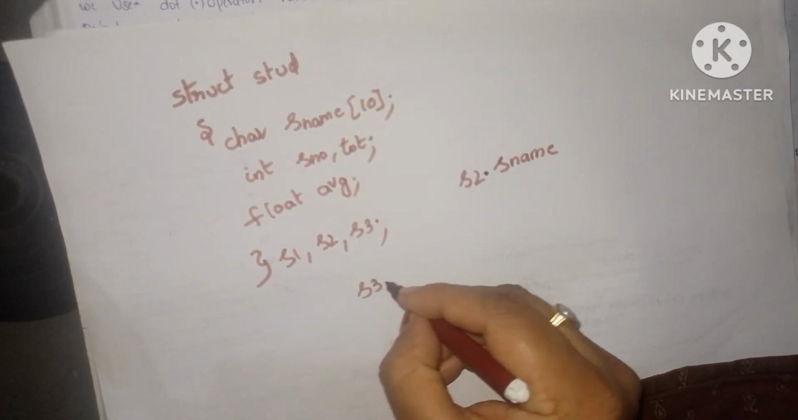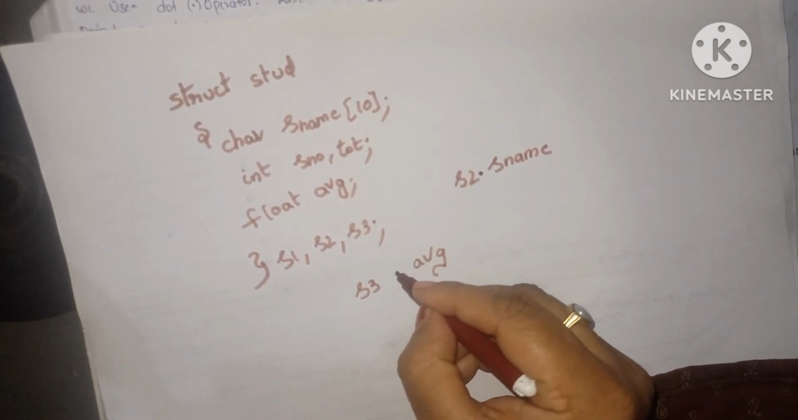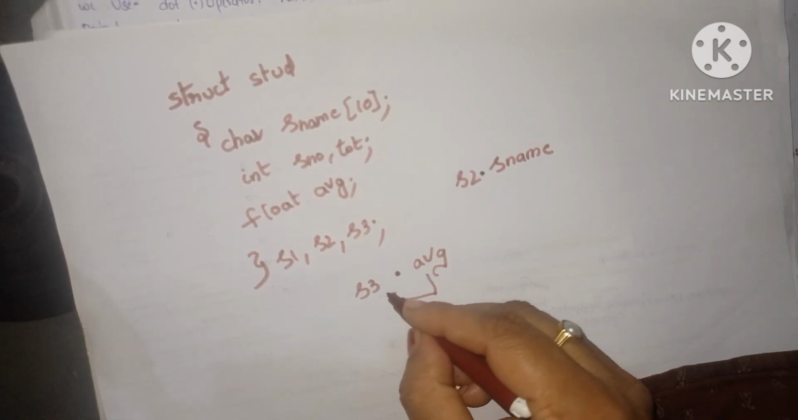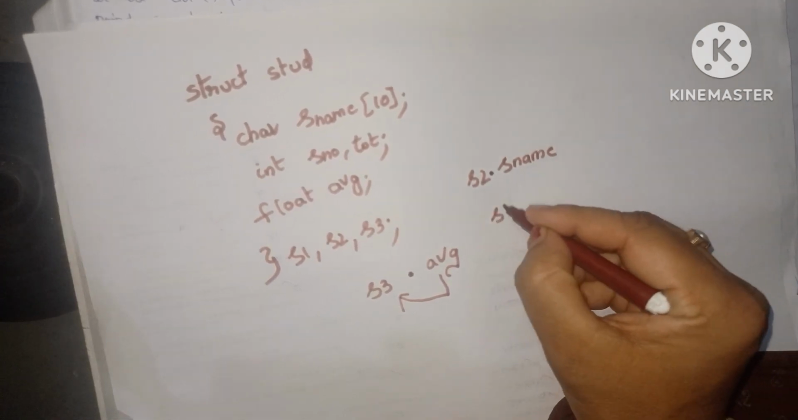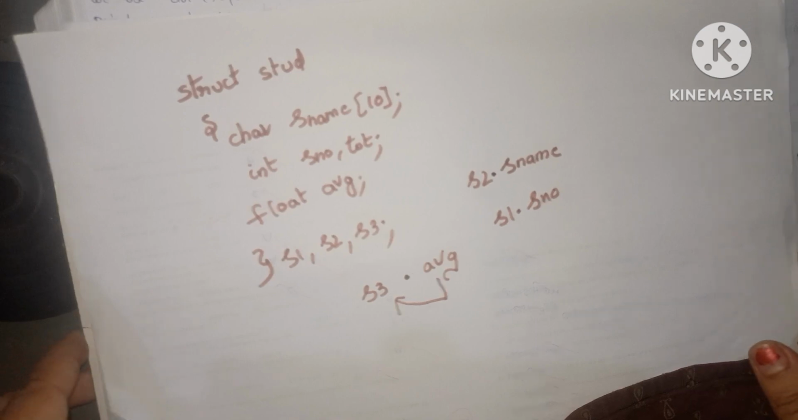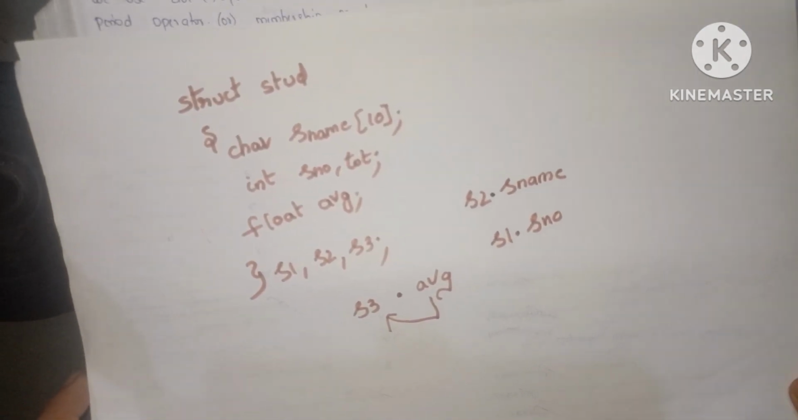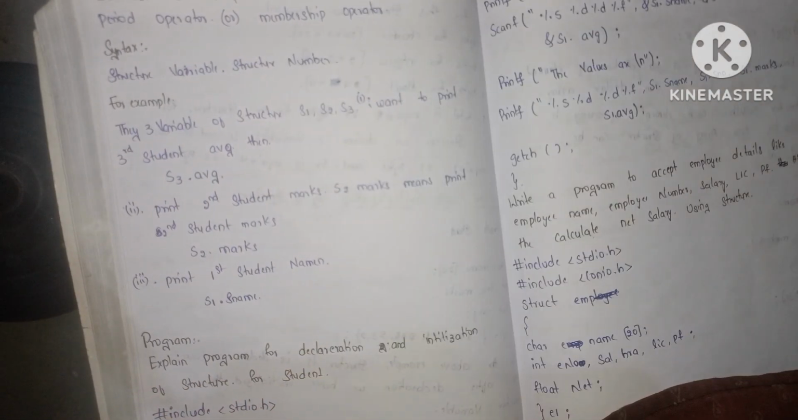Now again I want to call the third student's average marks. So which student? S3. Which variable do I want? Average. So how can I access it? S3 dot average means the average for the third student. Similarly, I want the serial number for the first student. So how can you write it? S1 dot S number. So this is how we access data from the structures.